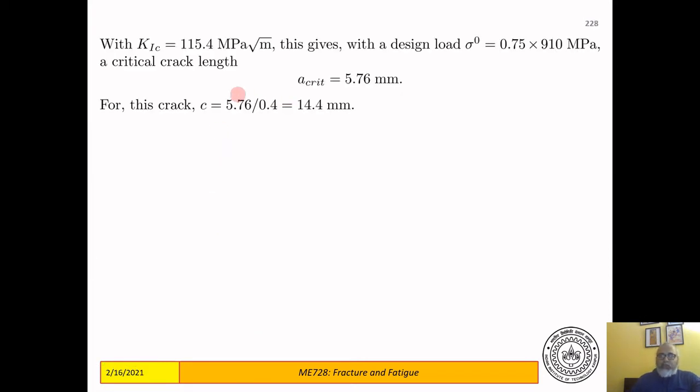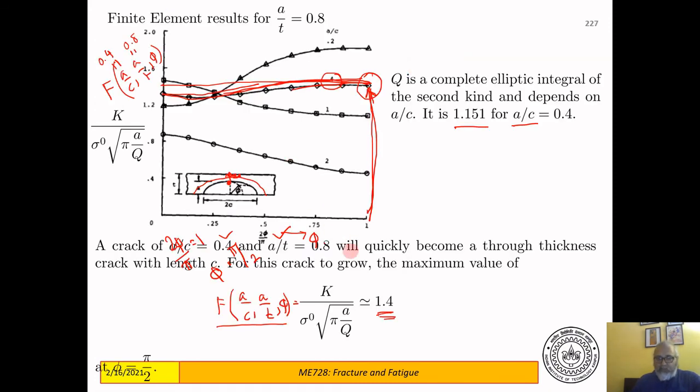Now this is its K1C for the material, which we have measured from some other experiments and it's been given to us. And the design load is 910 MPa. That's the pressure that has been applied. And we have taken a factor of safety of 0.75 to reduce the design load a little bit. So this is what we need to apply, and we have just reduced it a little bit using this equation.